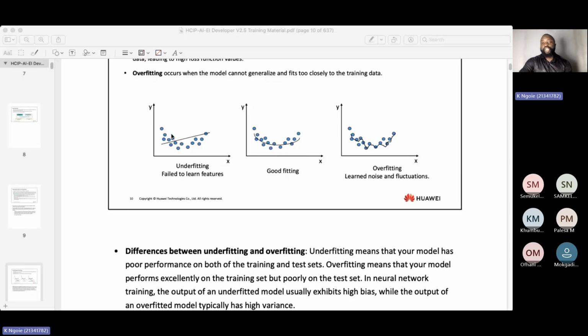So how do you fix this issue? You need to increase the model complexity. You may need to add some features and reduce certain constraints, understand?